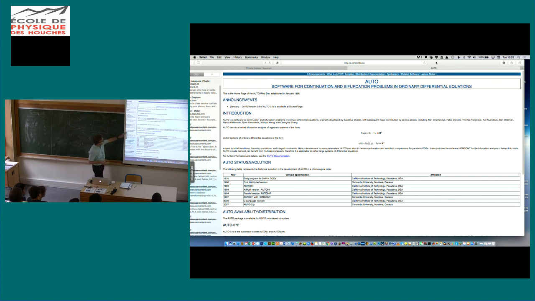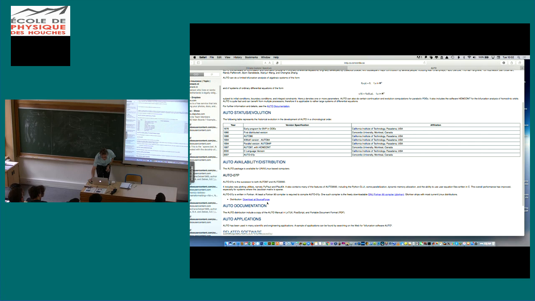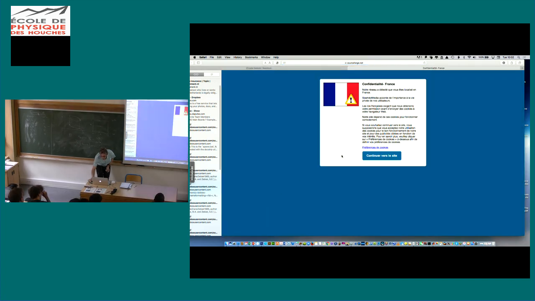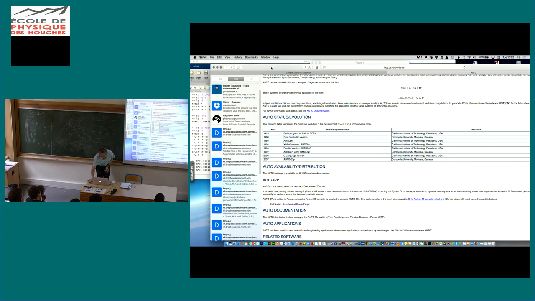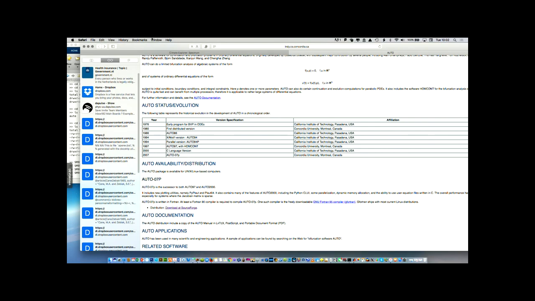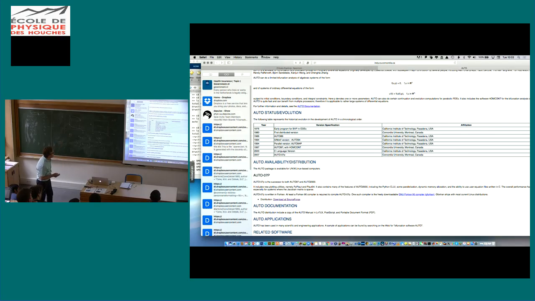So here you have Auto, you see the whole documentation. There are all kinds of downloads. There are versions in C, versions in Fortran. There's a parallel version. You can do fantastic problems with it, optimization problems on very complicated manifolds. So it's a fantastic tool. I cannot be more enthusiastic about it than using Auto.